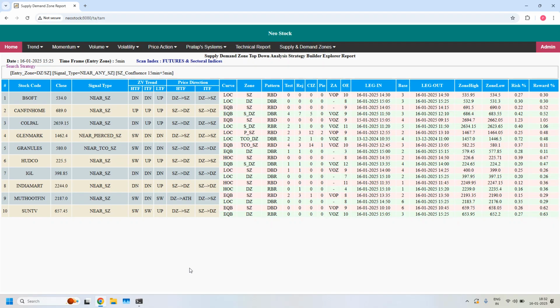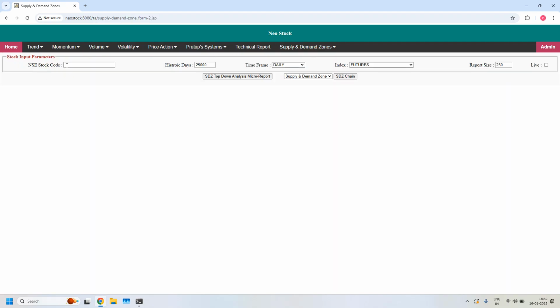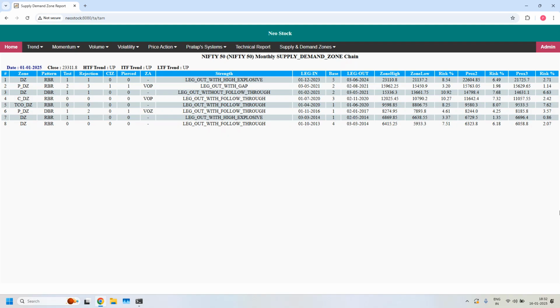So this is about stocks near demand and supply zones for different time frames. Next, let us look into NIFTY and BANKNIFTY supply demand zone chain. Let me start with NIFTY. Generating a monthly supply demand zone chain for NIFTY. So this is NIFTY monthly supply demand zone chain.